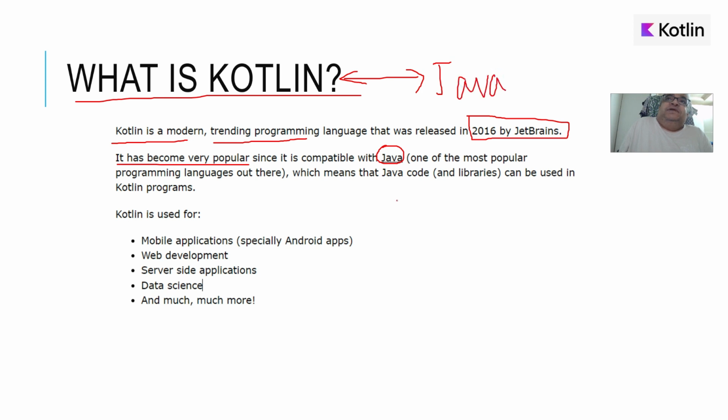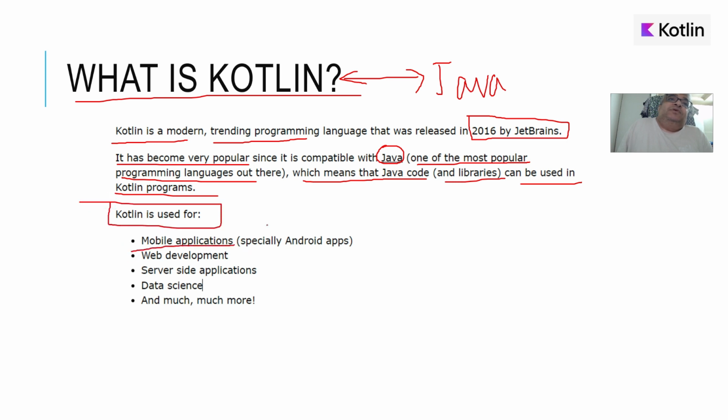So what does that mean? It's compatible with one of the most popular programming languages, which means that Java code and libraries can be used in Kotlin programs. This is quite interesting. So if you have already written something in Java and you want to use it in Kotlin programs, you can do that quite easily.